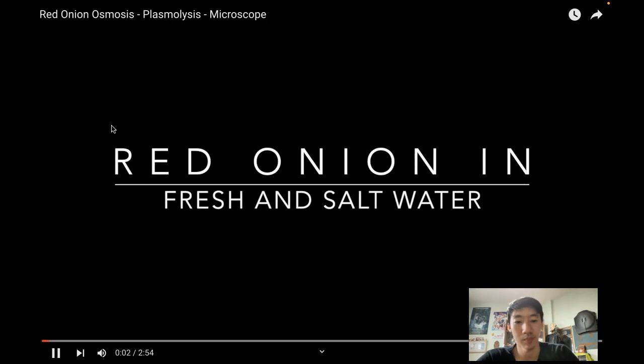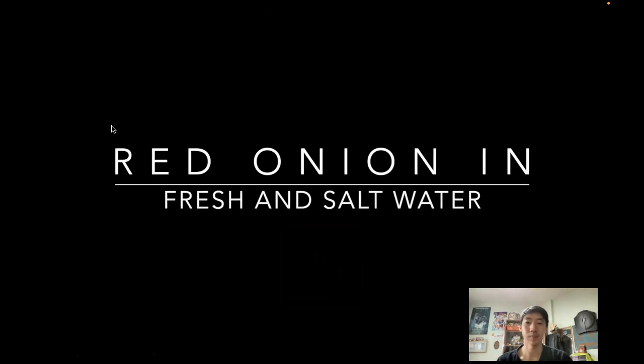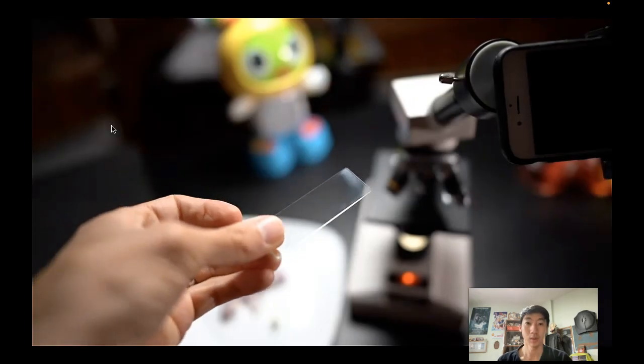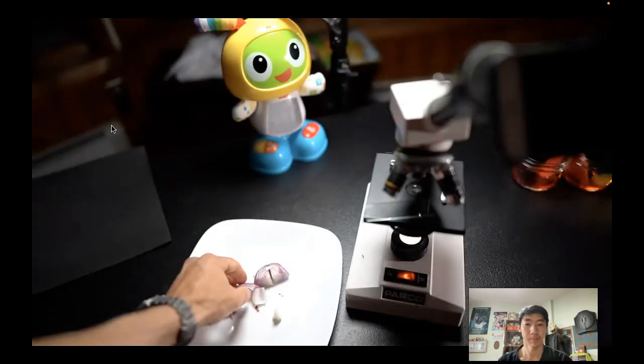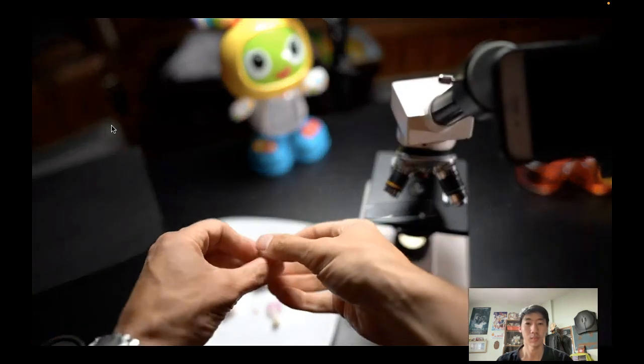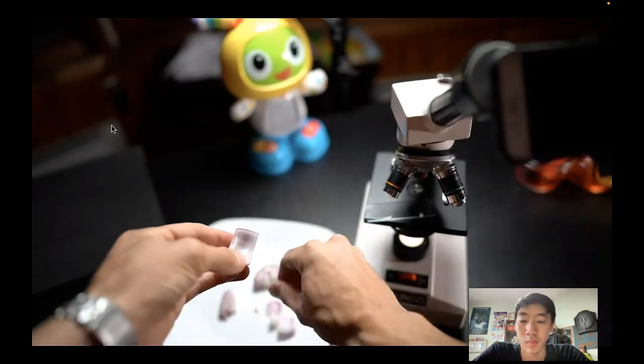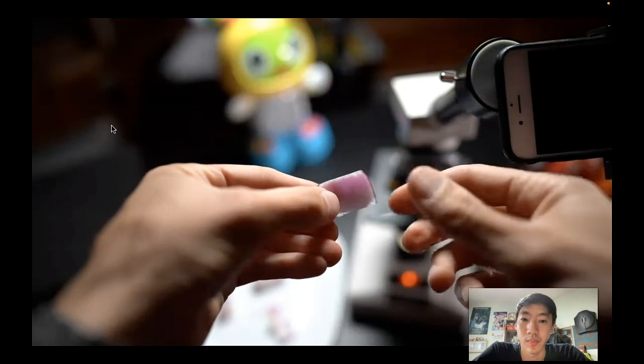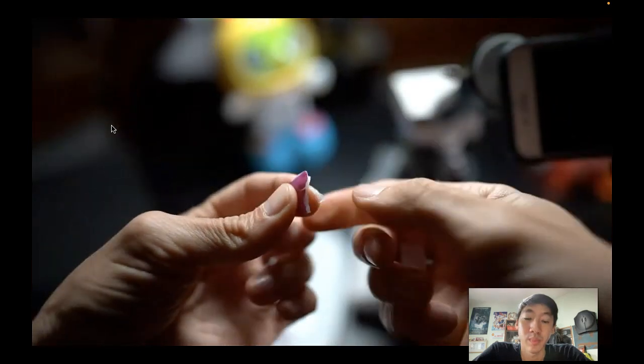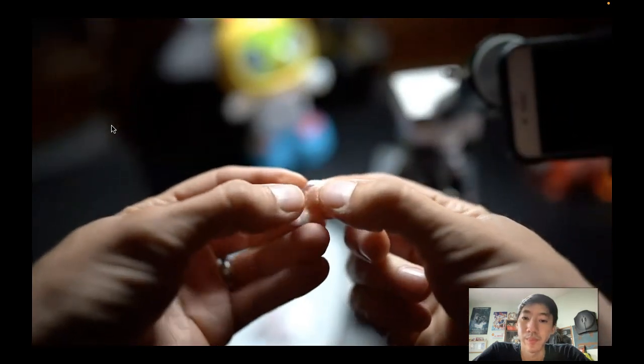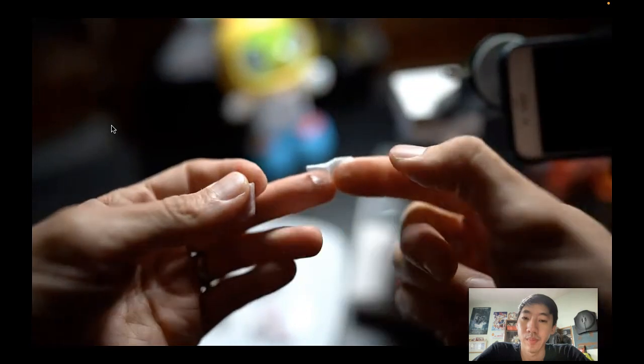This is going to be my take on the red onion in fresh and salt water. So here I have a slide. I'm going to set that to the side, and I'm going to pick up a red onion. Now there are two layers that you can peel off of this. The first layer that I'm going to show you is the wrong layer. It's the inside one. It peels off super easy and it has no purple in it. You do not want that.